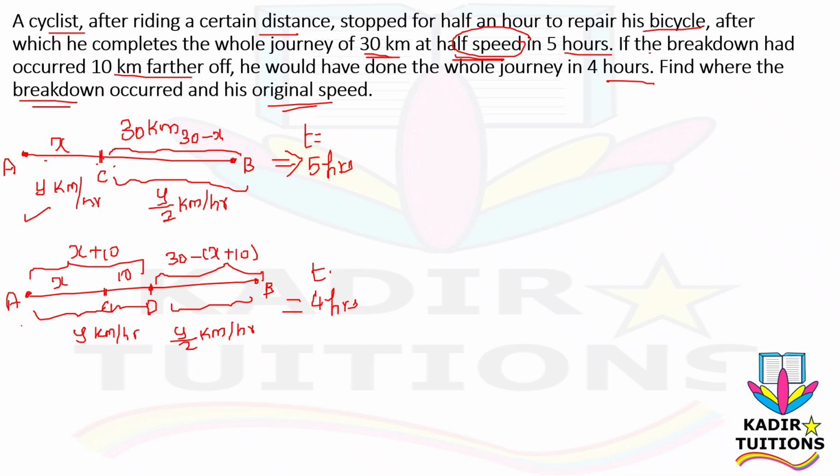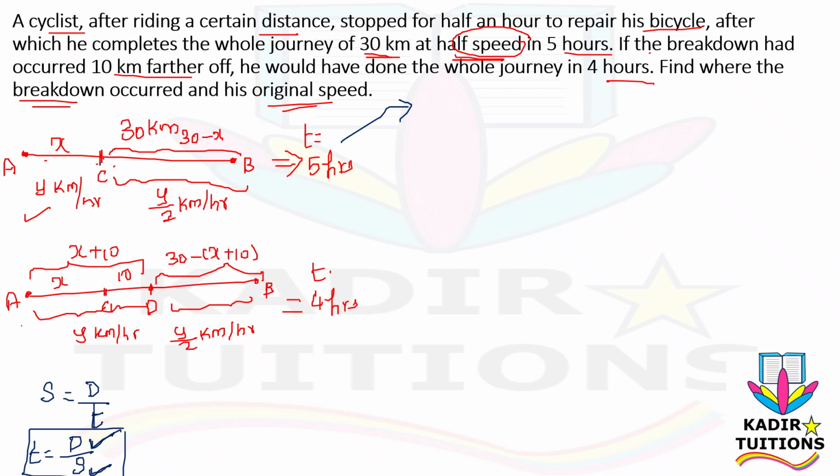For this we are going to use the formula speed equals distance by time. So we find time equals distance by speed, because we know the distance with a variable X and the speed with the variable y. Using this formula we are going to frame the equations. First, for case 1 we will define the equation. From A to C and then from C to B, we have to take both.